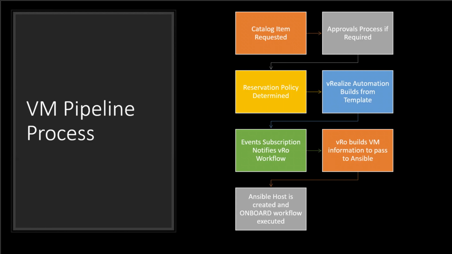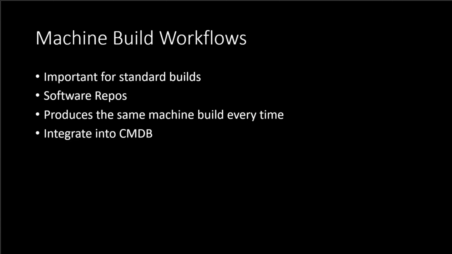So vRealize Automation is going to build the machine from a template designated in the place where the reservation policy determines. And then once it's done, it hands off all the properties collected, if defined, to vRealize Orchestrator. vRealize Orchestrator will continue to build this virtual machine and perform different actions. What we're doing here is a couple of hardware things, and then we're going to simply pass platform components off to Ansible. So the Ansible host is created inside of Ansible Tower, and then there's an onboard workflow that's executed. So we're going to go through all of that. Machine build workflows, why are they important, right?